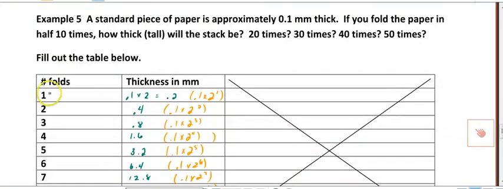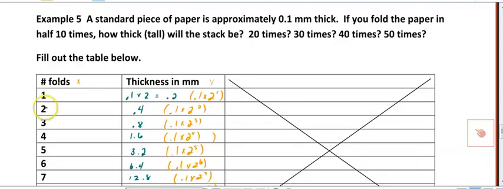If I fold it once, and right here I have an XY chart where the X value is the number of folds and the Y value is the thickness in millimeters. So on the first fold, the paper would be 0.2 millimeters thick because when I fold it over, I'd have a 0.1 side and a 0.1 edge together. So 0.1 plus 0.1 is 0.2.